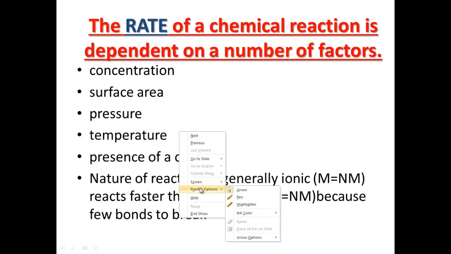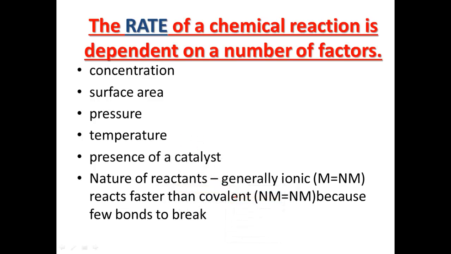We're going to look into video 2 on rates of reactions. Now, our rates of reactions, how fast, are going to depend on concentration, surface area, pressure, temperature, presence of catalyst, and one we won't talk about too much, but another one that's included, nature of reactants. Ionic usually react faster than covalent because there's usually fewer bonds to break. That'll just be a side note.